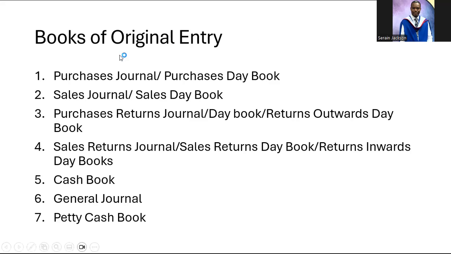Let's look at the books of original entry. You have the purchases journal or the purchases daybook, the sales journal or the sales daybook, the purchases returns journal, or the purchases returns daybook, or the returns outwards daybook. We have the sales returns journal, or the sales returns daybook, or the returns inwards daybook. We have the cash book, the general journal, and finally the petty cash book. I will be doing a video on each of these books so that you can understand how to use them and why they are utilized.